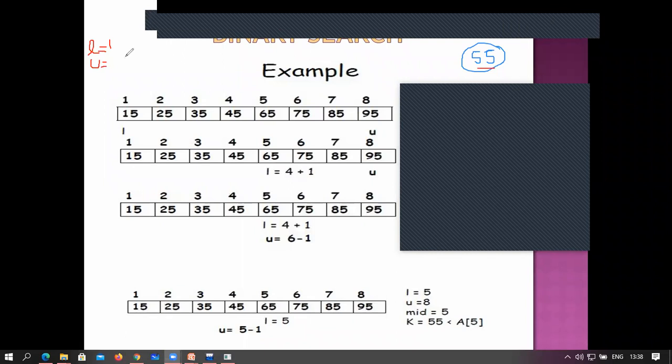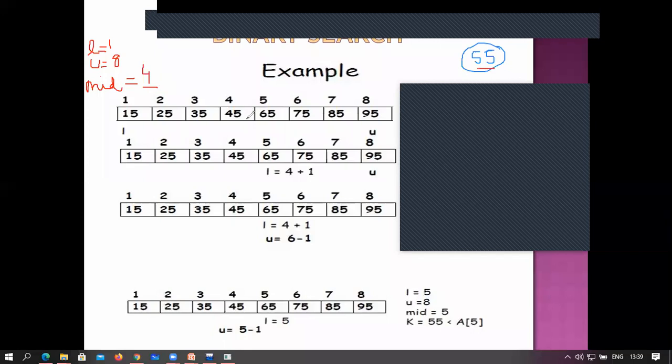Ma'am, 1. Upper bound? 8. What is the middle value? Ma'am, 4.5. You won't say 4.5 because index can't be in float. You need to take the integer value of that. What will be the integer value of 4.5? Ma'am, 4. Okay. Vishal, what would be the next step?